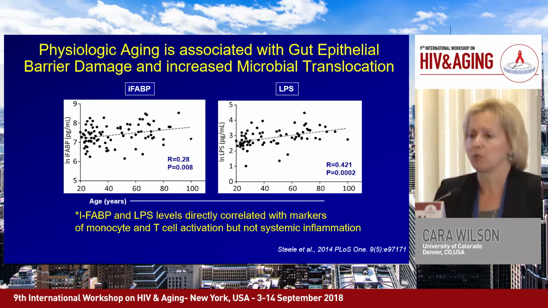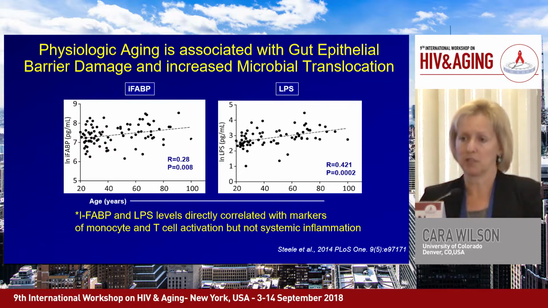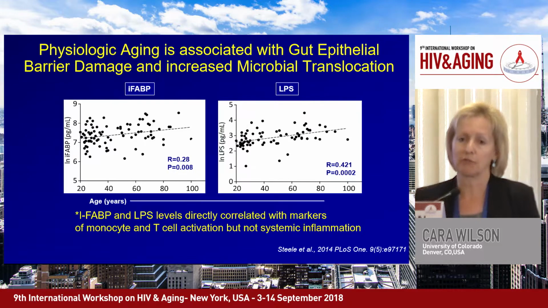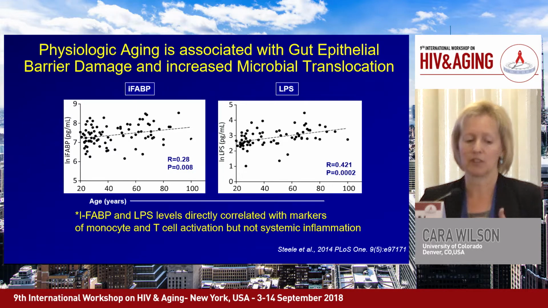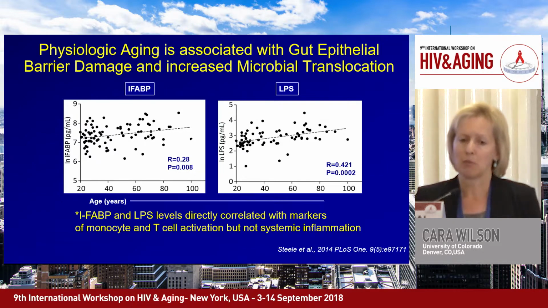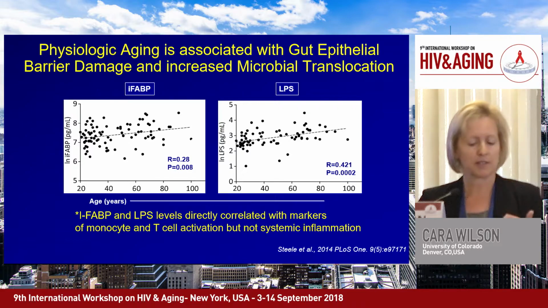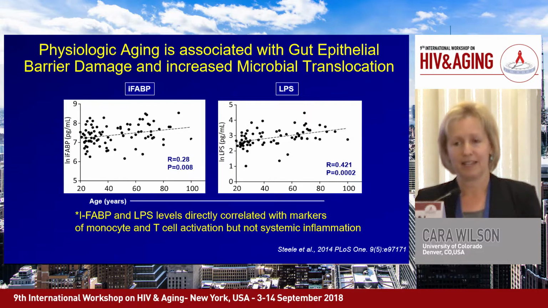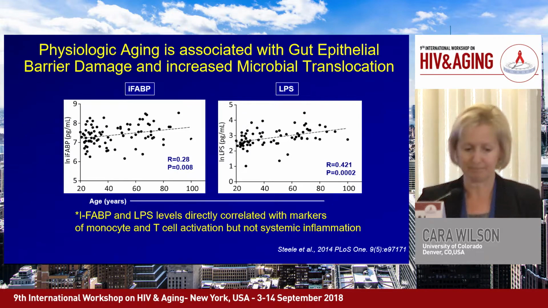We looked at inflammatory biomarkers in their association with age. And we found that gut-related biomarkers, so intestinal fatty acid binding protein and bacterial LPS, a marker of microbial translocation, also increased with advancing age, as did these other markers of T-cell activation, monocyte activation, and systemic inflammation. Importantly, these gut-focused markers were directly correlated with the cellular activation markers, again suggesting there's something going on as we age that's causing a leaky gut.